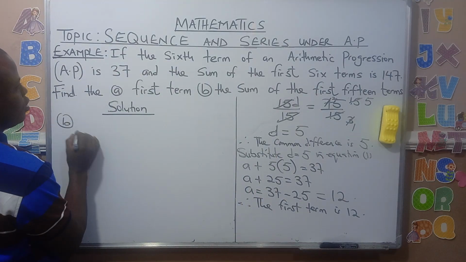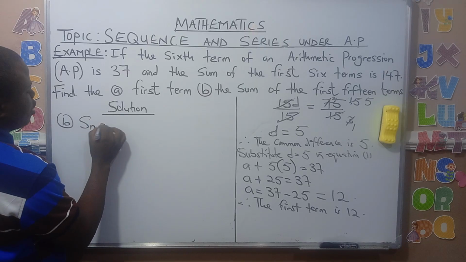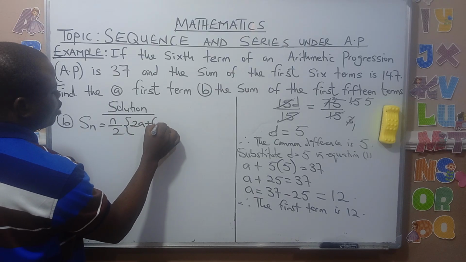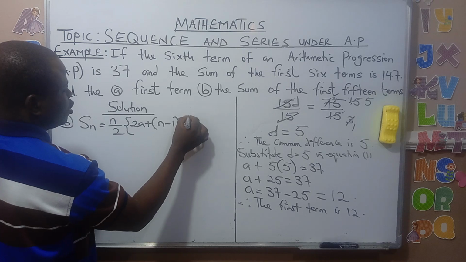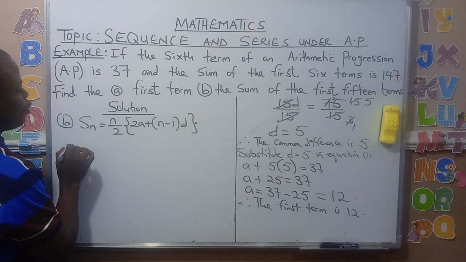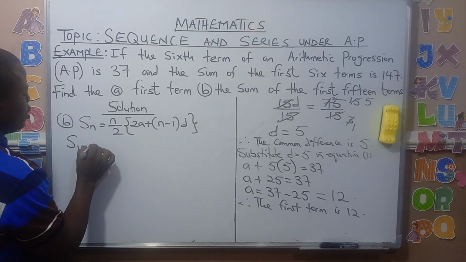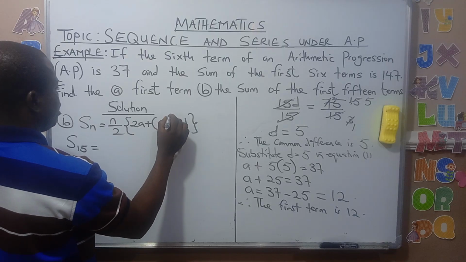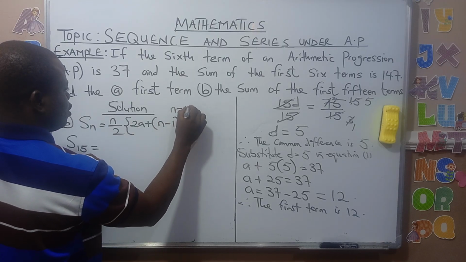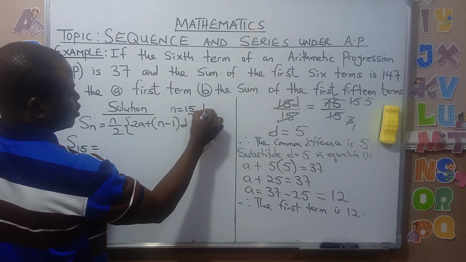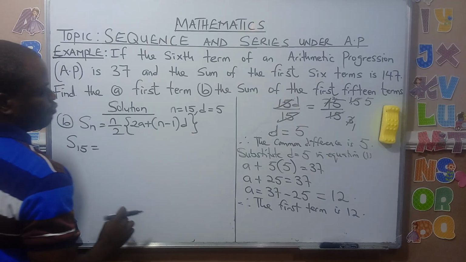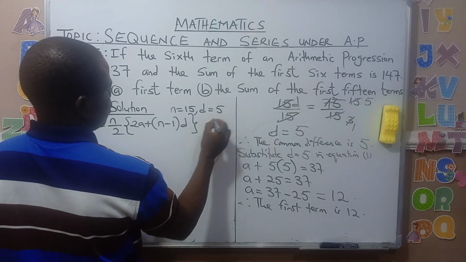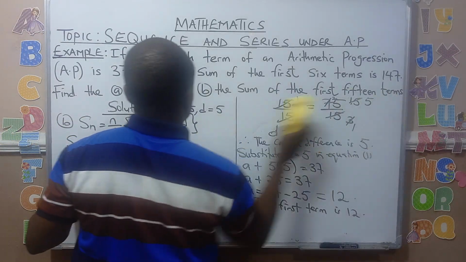Now, the formula for the sum, S n equals n over 2, open bracket, 2a plus open bracket n minus 1 close bracket d. Now, sum of the first 15 terms, that's S15, because in this case your n is 15. Your common difference is 5 and your first term. Let's write it very well.